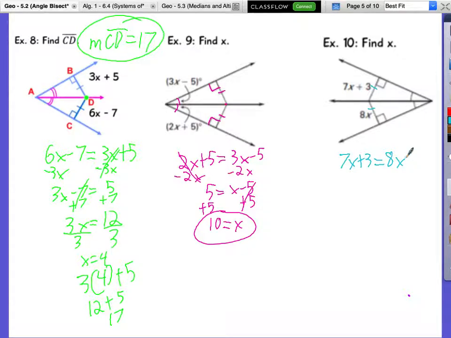Look at our other ones. Minus 3. We could, but what was our first step in our other ones? We subtracted the smaller x, right? So what might we do here? Subtract 7x. Let's focus first on getting all our x's on one side. We have 3 is equal to x. Hey, did we solve for x? Good job. We're done.